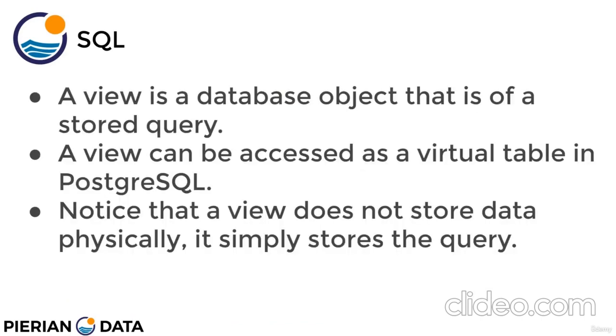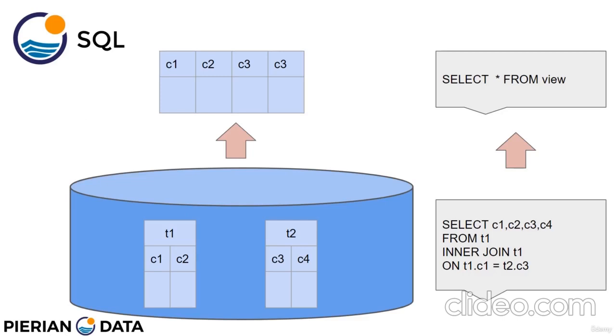So what a view is, it's a database object that is essentially just a stored query. And a view can be accessed as a virtual table in PostgreSQL. And the reason I call it a virtual table is that the view is not actually storing that data physically in another part. Instead, it's simply storing the query in a way that allows you to easily execute that query as if you were just selecting from an already existing table. So it essentially transforms a complex query that if you're going to use it over and over again, just call it as if it was some table. So we'll select it from the view.